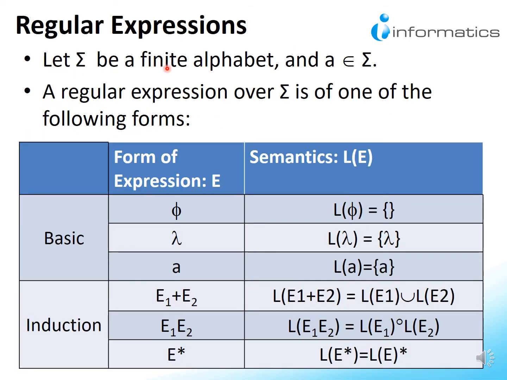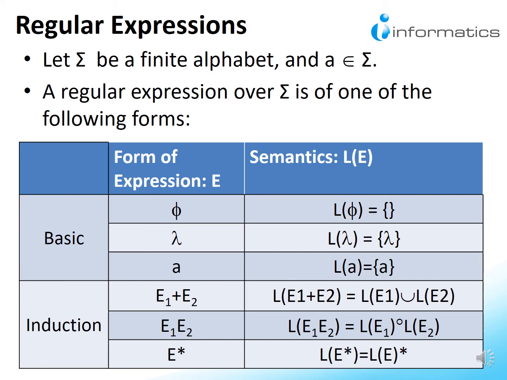Let sigma be a finite alphabet and a be any character within the alphabet. A regular expression over sigma can be defined recursively as follows. First, the basic case. We have this symbol representing the empty set. Lambda represents the set with the empty string. A represents the set with a itself as the only string.